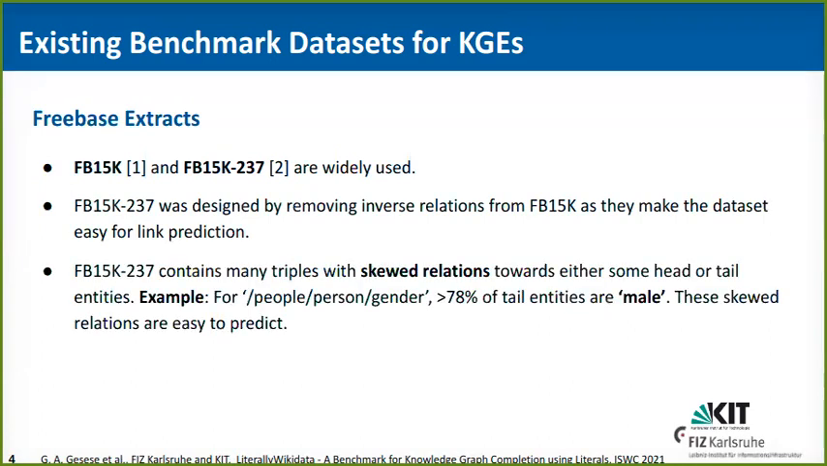However, Freebase 15K237 still has drawbacks because it contains multiple skewed relations towards either some head or tail entities. For example, the relation gender is skewed towards the tail entity male. On top of that, no focus was given to literals when preparing the datasets. Hence, the original release does not contain any attributive triples.